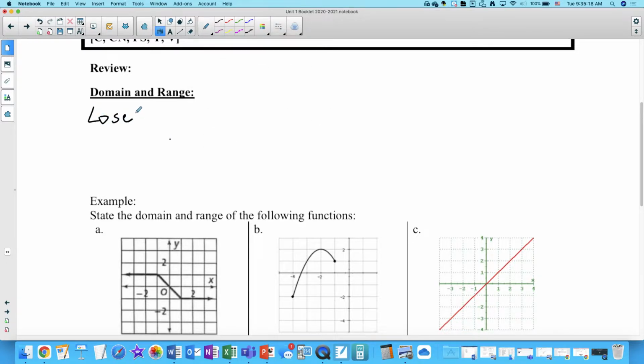Domain is a set of values that can be inputted into a function or relation.